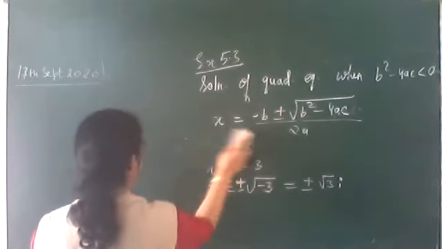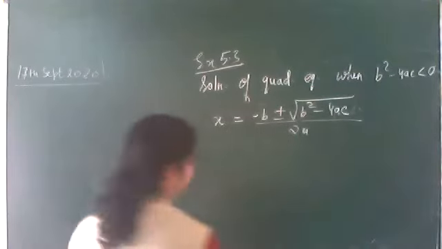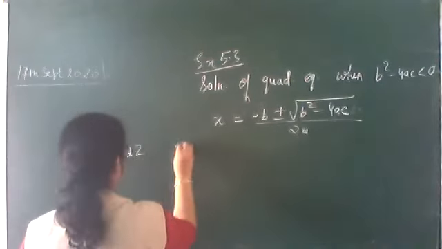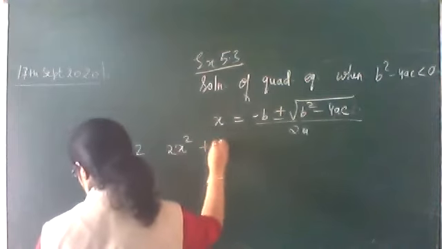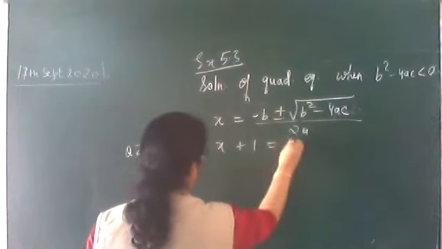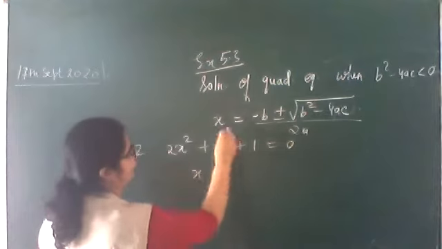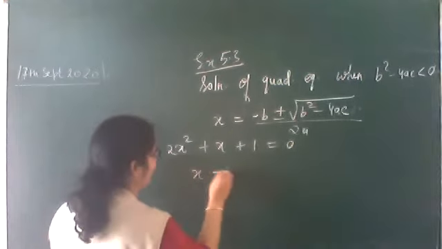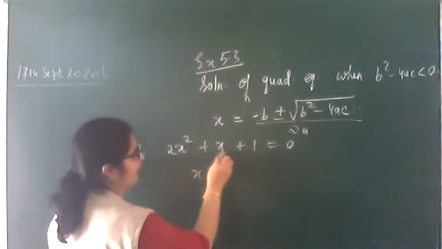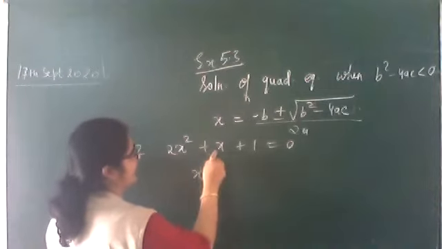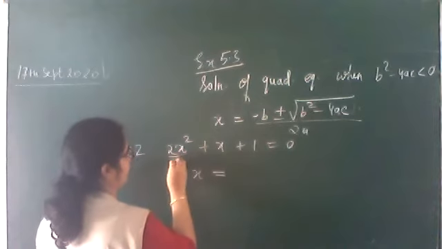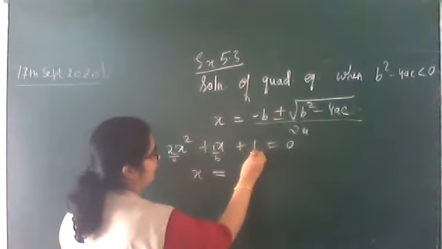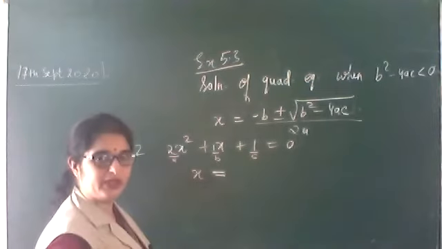Question number 2 of this exercise: 2x square plus x plus 1 is equal to 0. So your x, I told you, you will do directly by this formula. X is equal to minus b plus minus. Now minus b means what? Coefficient of x. This is a, this is 2a. Here the coefficient of x is b, and here the constant is c. This must be clear to you.